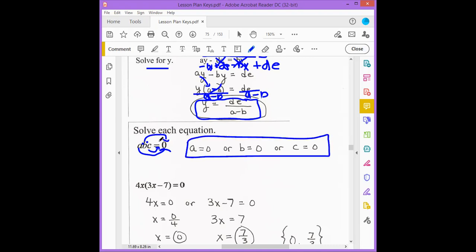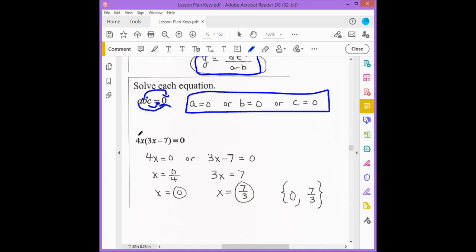We know that when we multiply 0 times any number, we get 0. And because we don't know which of these variables is 0, we would solve it as A equals 0, or B could be the one that equals 0, or possibly C equals 0. And you set all three of those variables equal to 0. In the next example, you can see this a little bit clearer. We have 4x outside parentheses, and then 3x minus 7 equals 0.